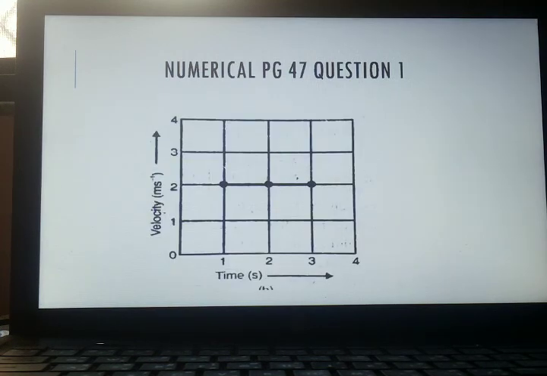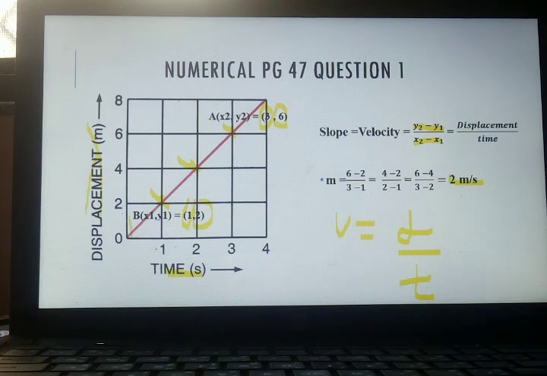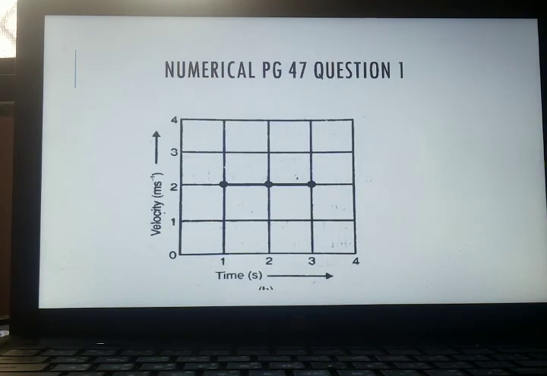So we have got the velocity as 2 meter per second. We have to draw a velocity time graph with the help of this data. The velocity is 2, so we draw a line at 2. It means that from the time span of 1 second to 3 seconds, the velocity remains constant, uniform velocity. The object is moving with 2 meter per second.